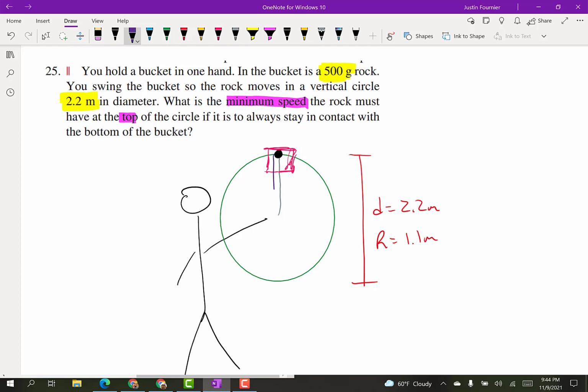Well, there's definitely going to be the weight, like we've seen in class. And then there's also going to be the normal force. So then I could do Newton's second law. That'd be F net equals ma.